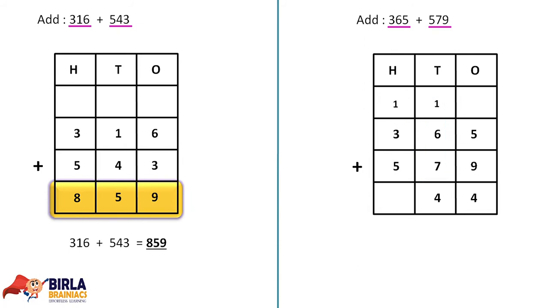Now let us add all the hundreds. 1 plus 3 gives you 4. 4 plus 5 gives you 9. So this is your final answer that you got, 944. So we can write the final answer, 365 plus 579 is equal to 944. In the first sum, no carrying. In the second sum, we learned how to carry forward and add. Now let us take up a word problem.